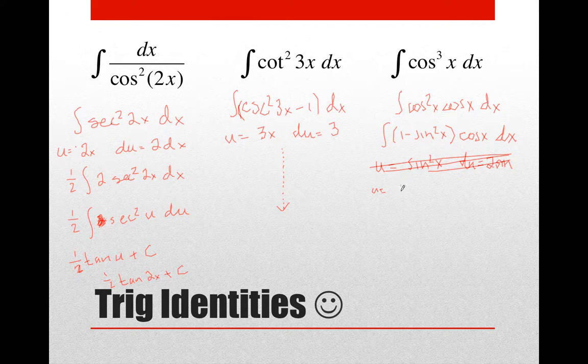If u is equal to the sine of x, then du is equal to cosine x dx. And then we have the integral of 1 minus u squared du. And that one's easily found.